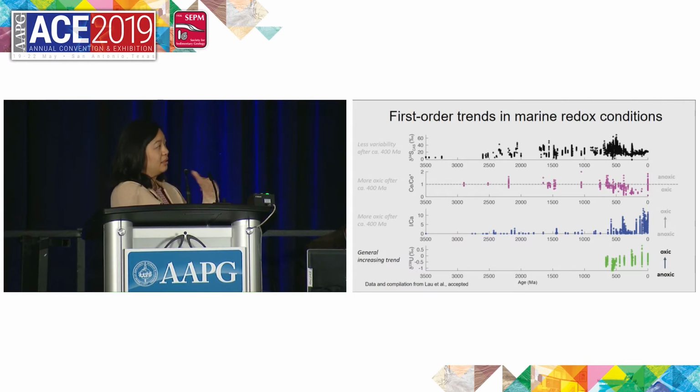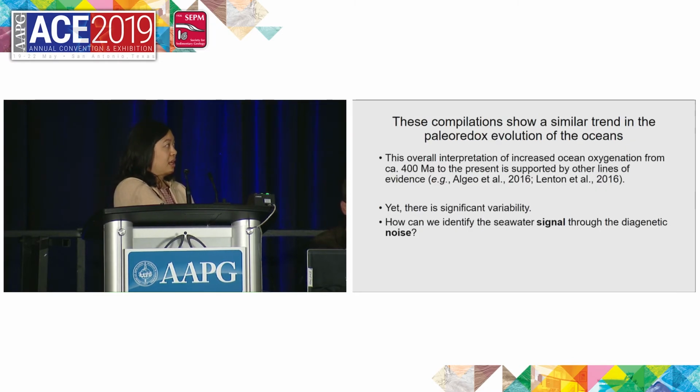But nonetheless, I think combined, the most parsimonious explanation could be that there was an increase in oxygen at about 400 million years ago. And the nice thing is that this matches other lines of evidence, including from models, as well as the overall hypothesis that the Paleozoic saw an increase in oxygen both in the atmosphere and in the oceans with the advent of land plants, which led to increased organic carbon burial on land and the rise of oxygen. But of course, there's significant variability.